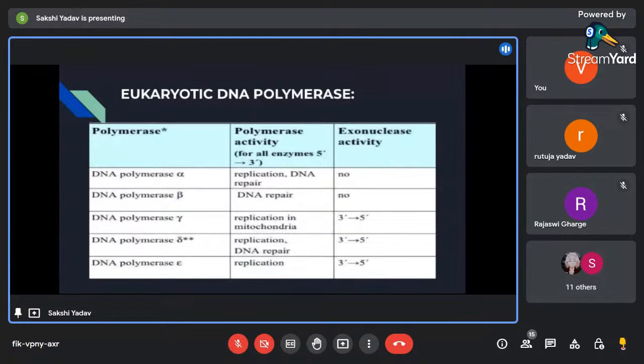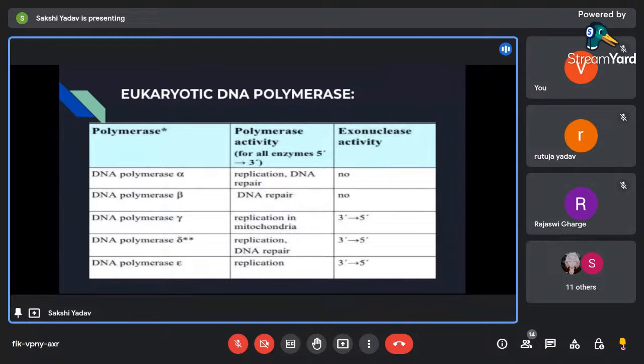So another enzyme responsible in eukaryotic replication is DNA polymerase, which is divided into DNA polymerase alpha, DNA polymerase beta, DNA polymerase gamma, DNA polymerase delta, and DNA polymerase epsilon. As you can see, polymerase activity of these DNA polymerases is from 5 prime to 3 prime.